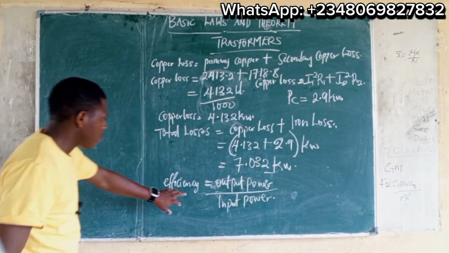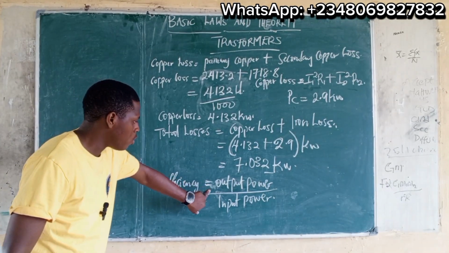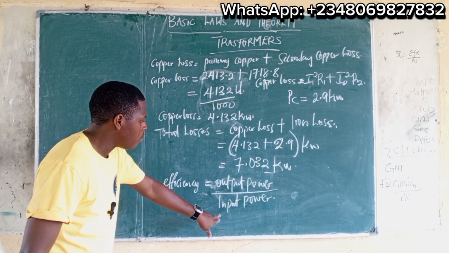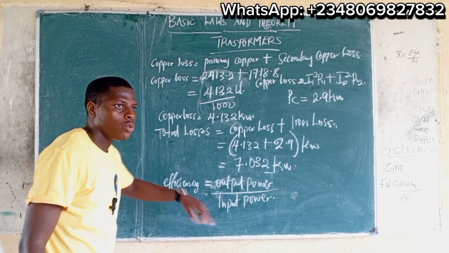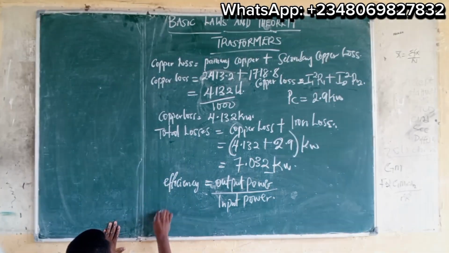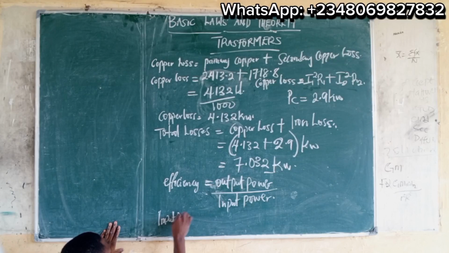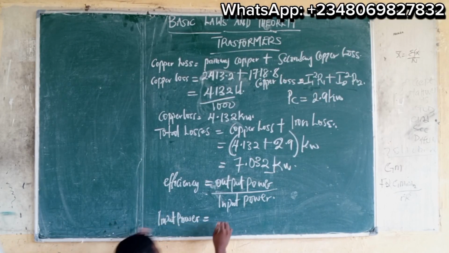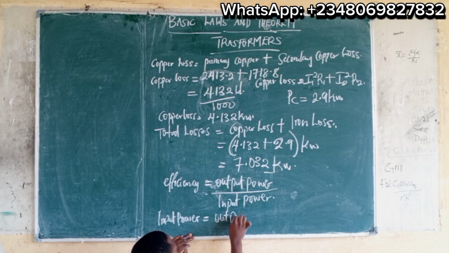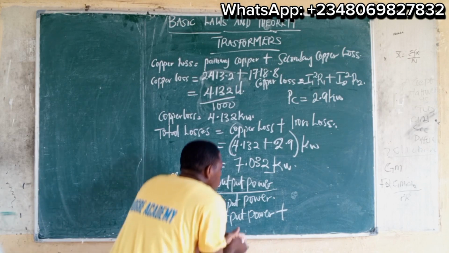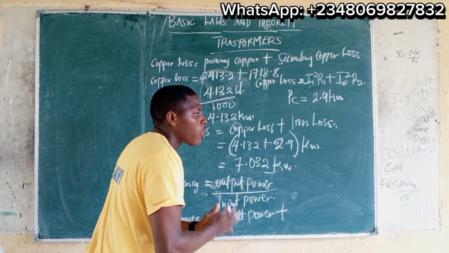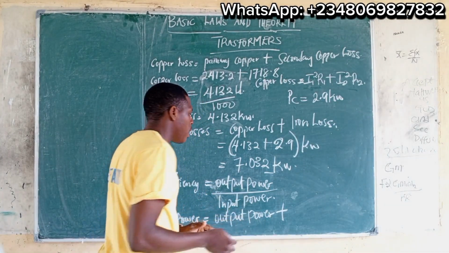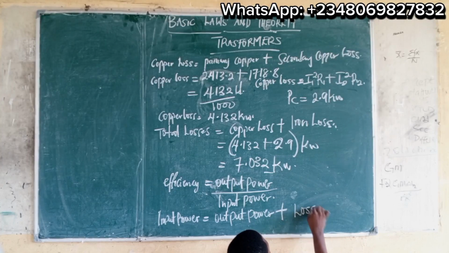Our efficiency is equal to output power divided by input power. Before you calculate your output power, you first get your input power. Now, recall that your input power is equal to output power, that is the power on the secondary side of the transformer, plus your losses.